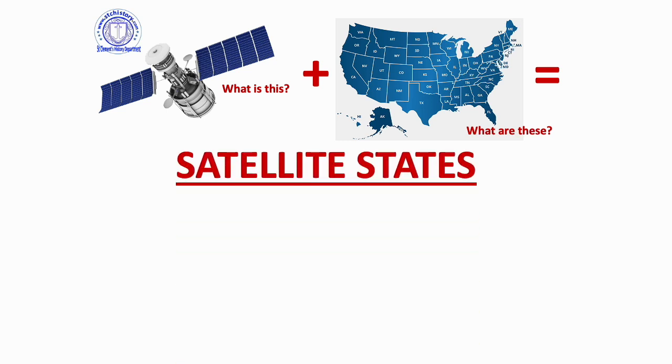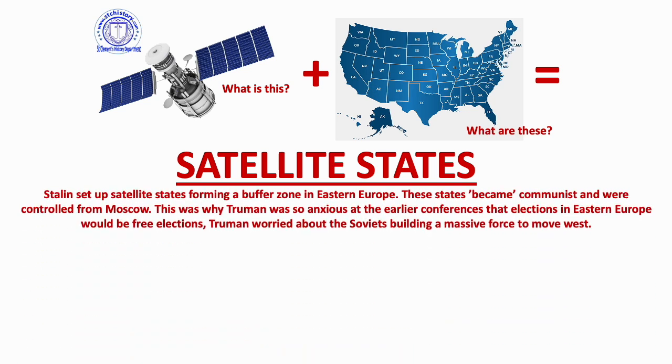So the United States and a satellite. The gist of this is that you've got Moscow and all of these countries like satellites around Moscow, like a satellite might go around the Earth. So Stalin has set these things up as this little buffer zone. These states become communist and were controlled by Moscow, essentially. So although they are independent countries, they are told what to do by Moscow.